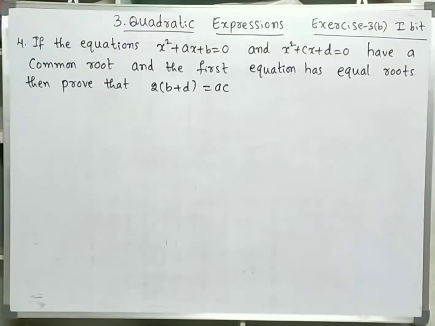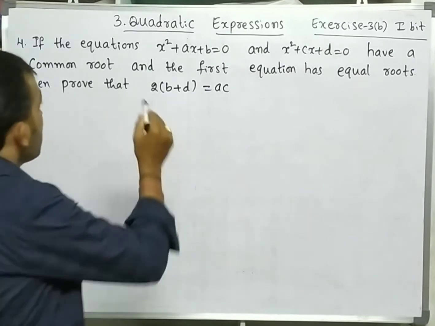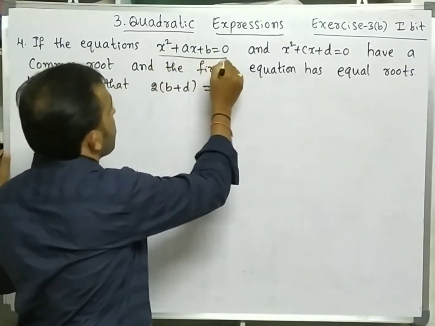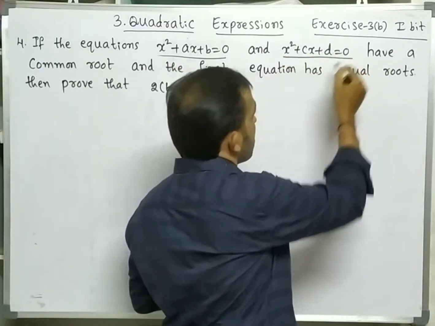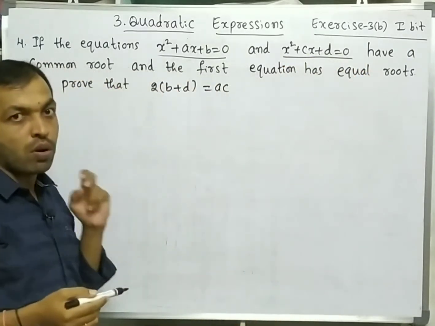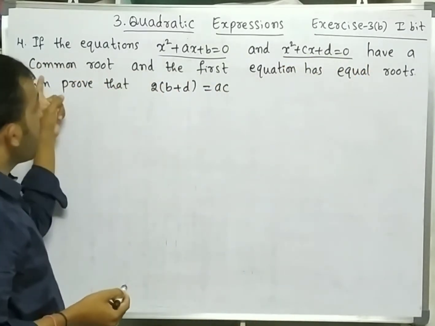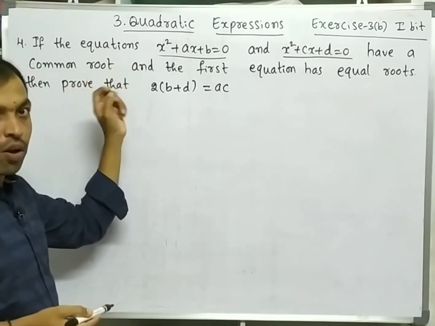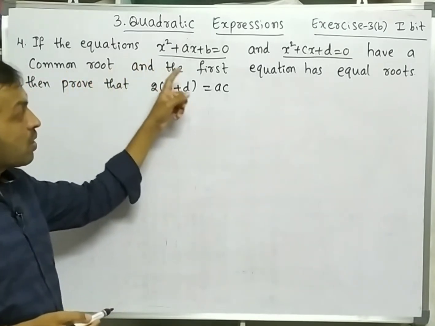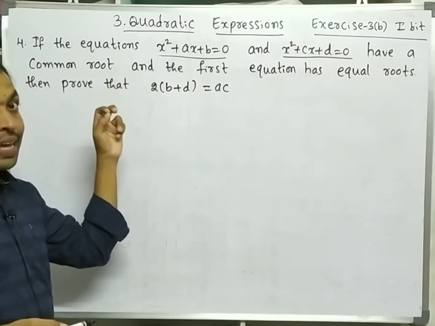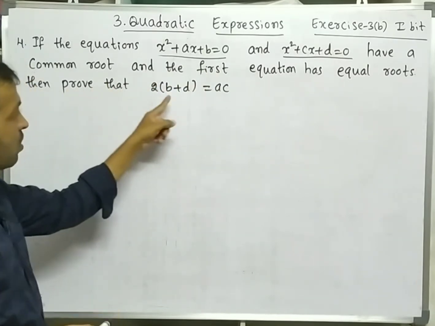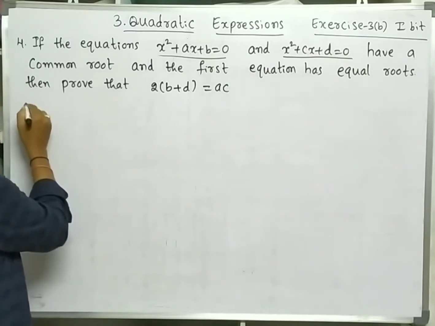Next problem. If the equations x square plus ax plus b is equal to 0 and x square plus cx plus d is equal to 0, two quadratic equations, have a common root, and the first equation has equal roots, then prove that this condition holds. So simple problem.